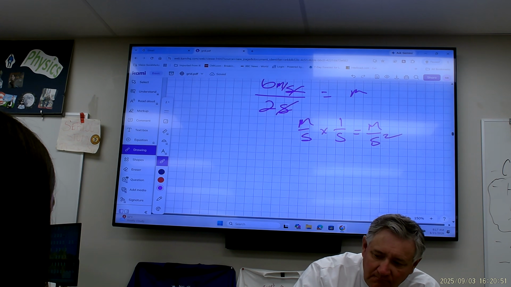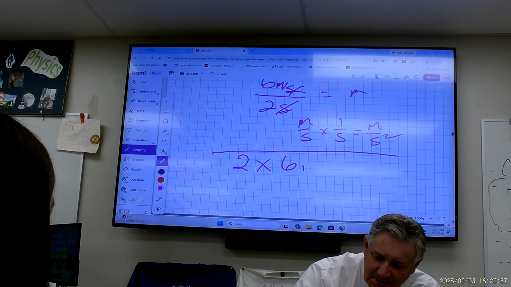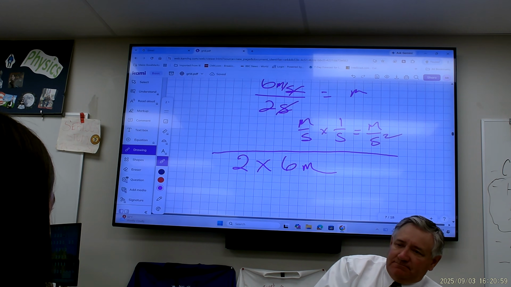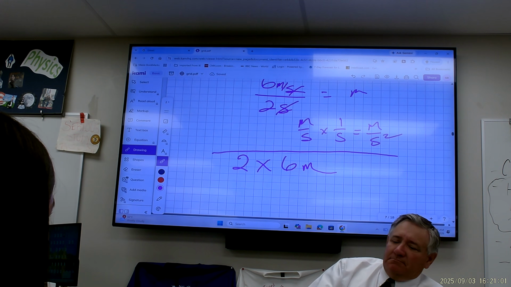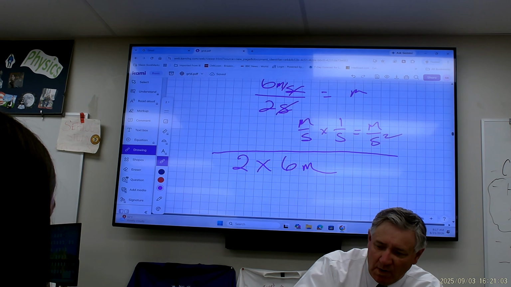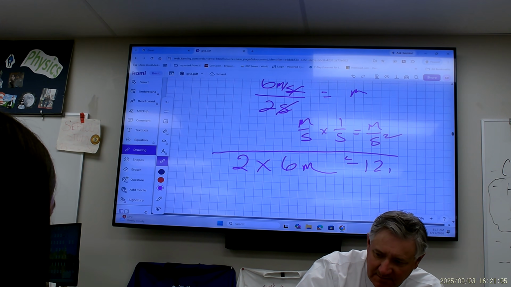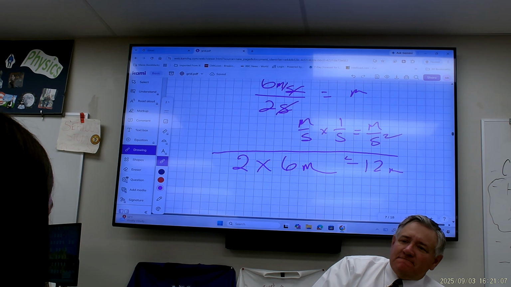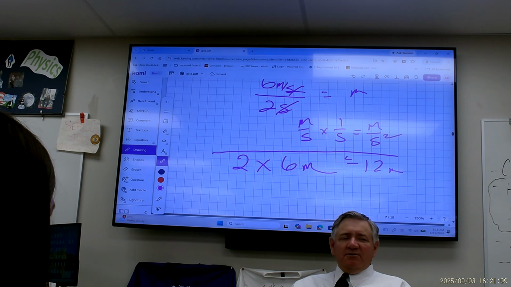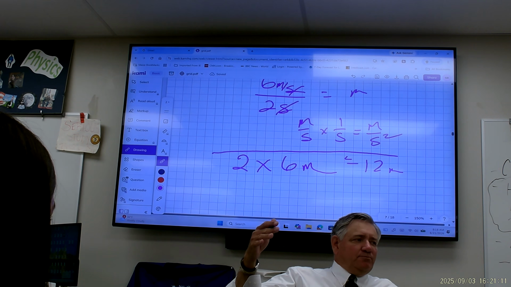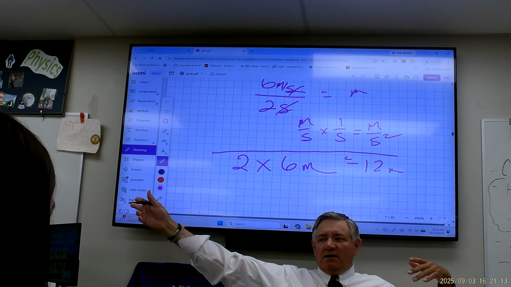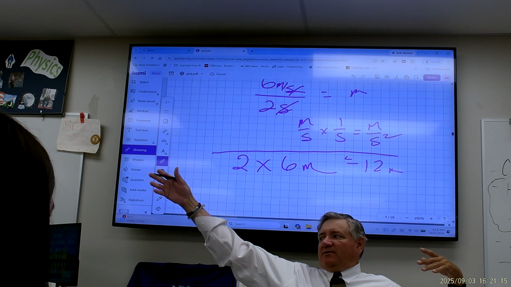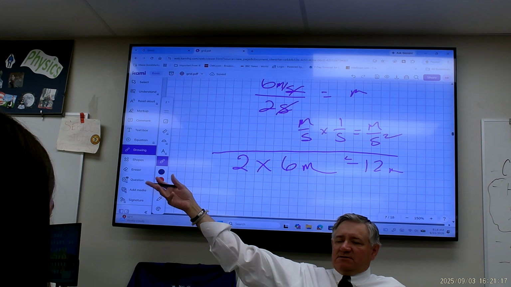Now, could I do this? Could I just take 2 times 6 meters? What am I going to get? 12 meters. Why do I just get 12 meters? Yeah, the 2 doesn't have any units. Basically I'm saying I'm going to take 2 boards that are each 6 meters long, add them together, and get a total of 12 meters.